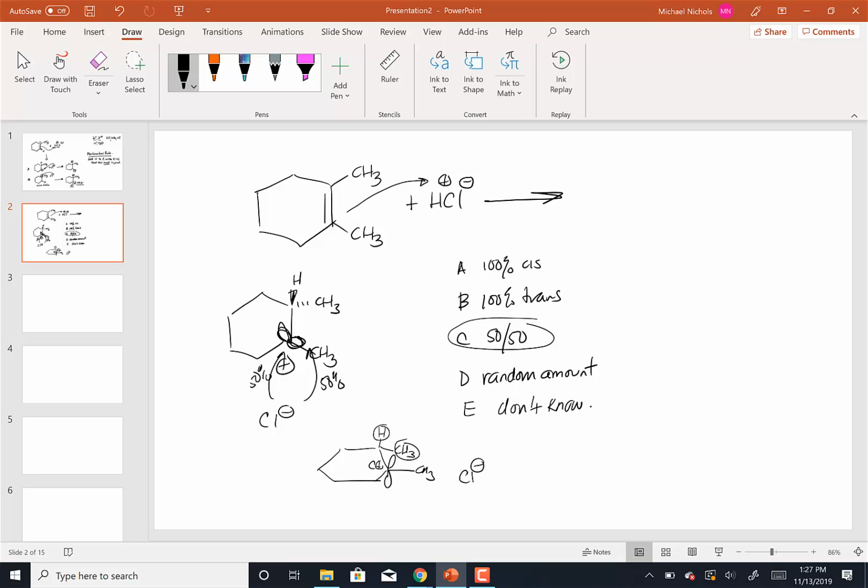This might be kind of a dumb question, but I'm kind of confused on what you mean by cis and trans exactly. Like, is it cis to the ring? What's it cis and trans?